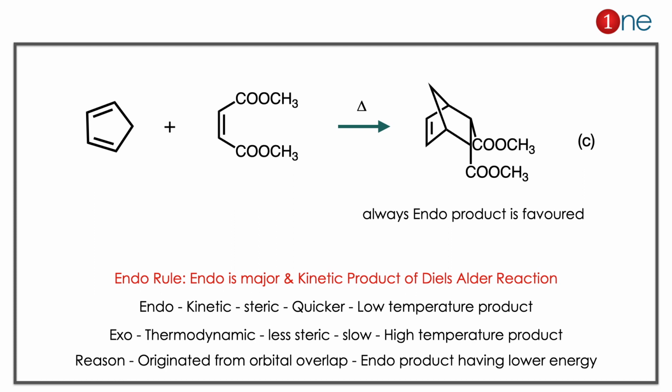The reason for the endo product, you might realize, is orbital overlap. Discussing orbital overlap is beyond the scope of the present work. The concept you have to learn here is that the Diels-Alder reaction always forms the endo product, which is kinetic and major.